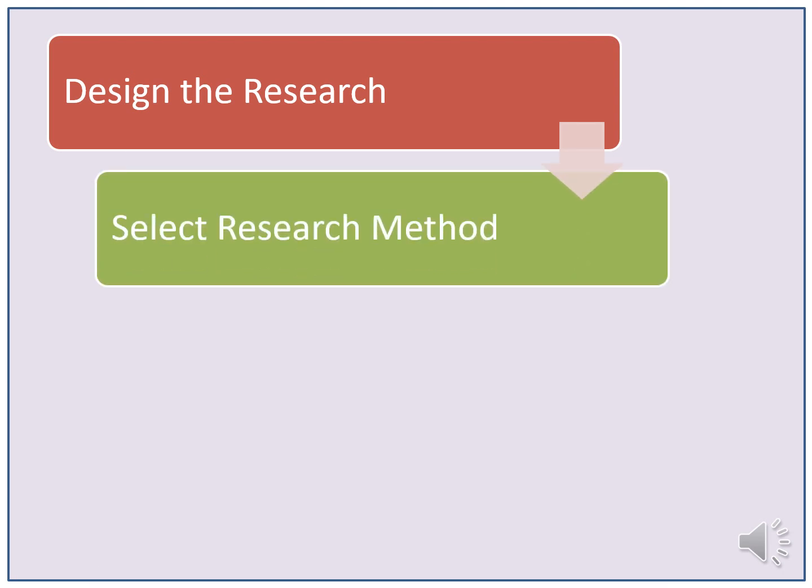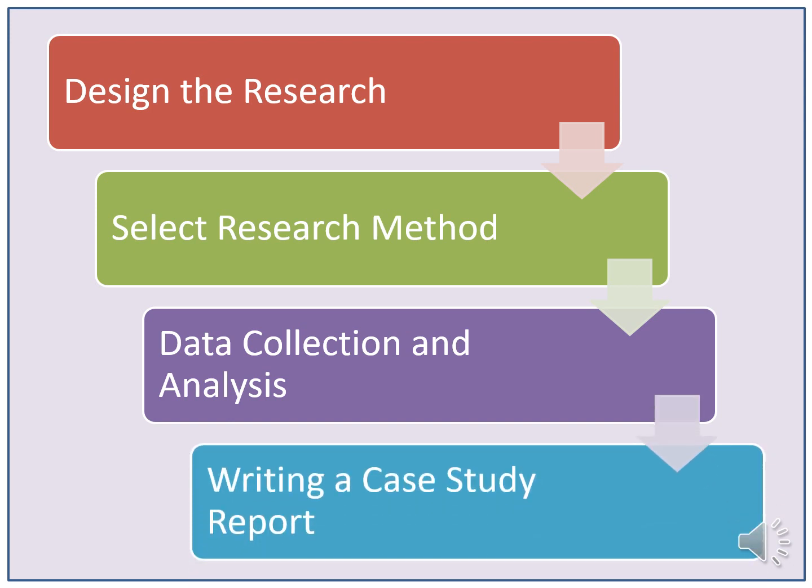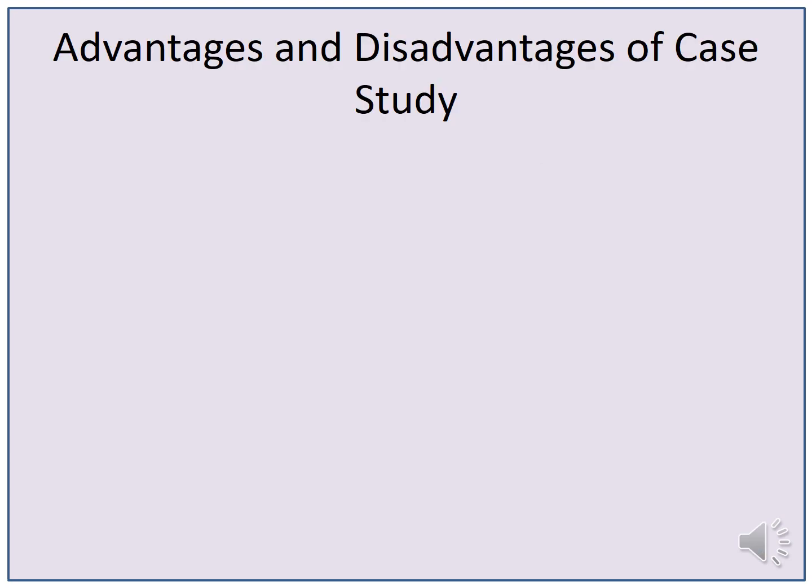Let's have a look at the steps of case study. The first step is designing the research. Prepare a layout of what needs to be researched and how. The second step is selection of appropriate research method from interviews, survey, observation, document analysis, historical data, focus group, or other research method. The third step is collection and analysis of data about the study phenomena. In the last step, the researcher prepares the research report that includes not only the findings but also the overall design and context of the study.